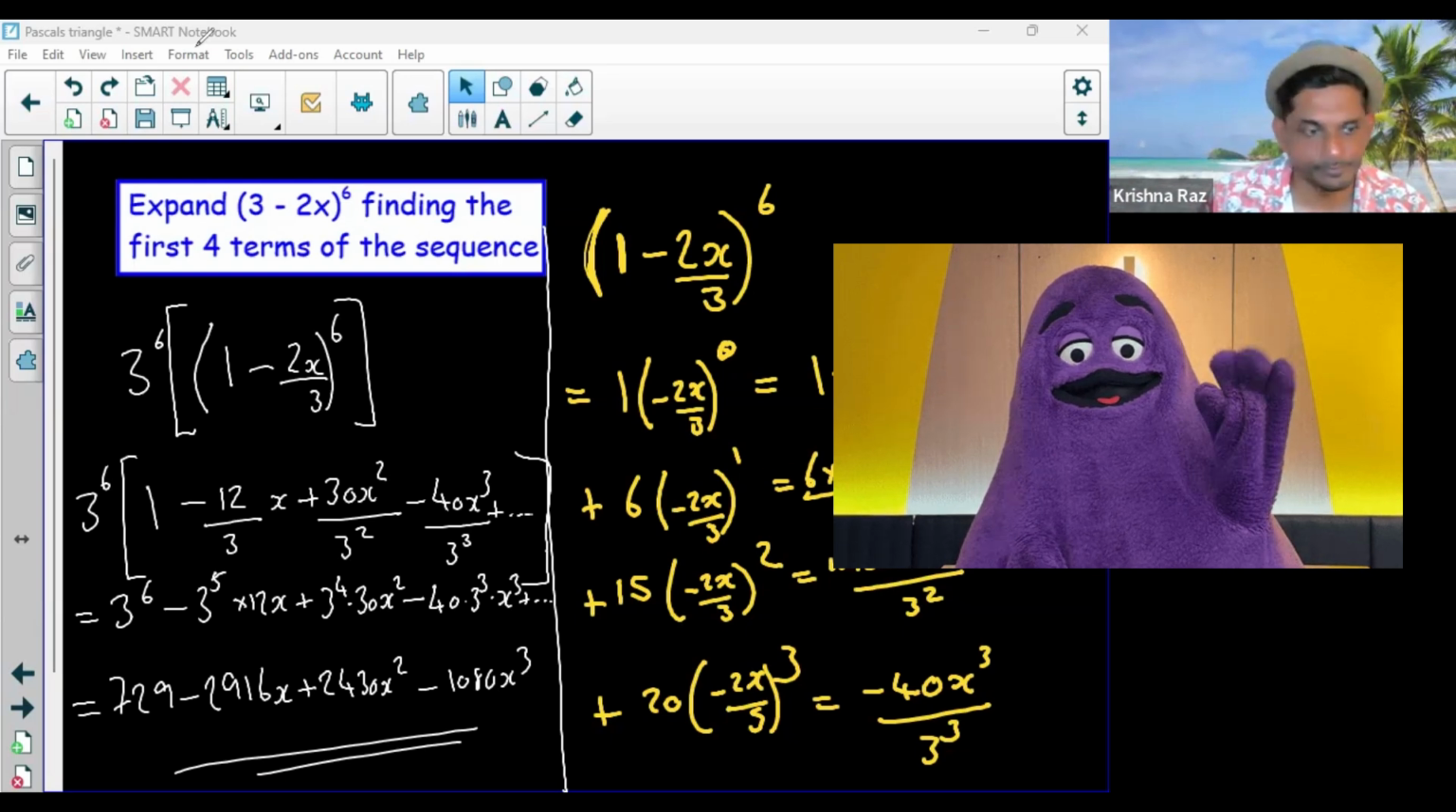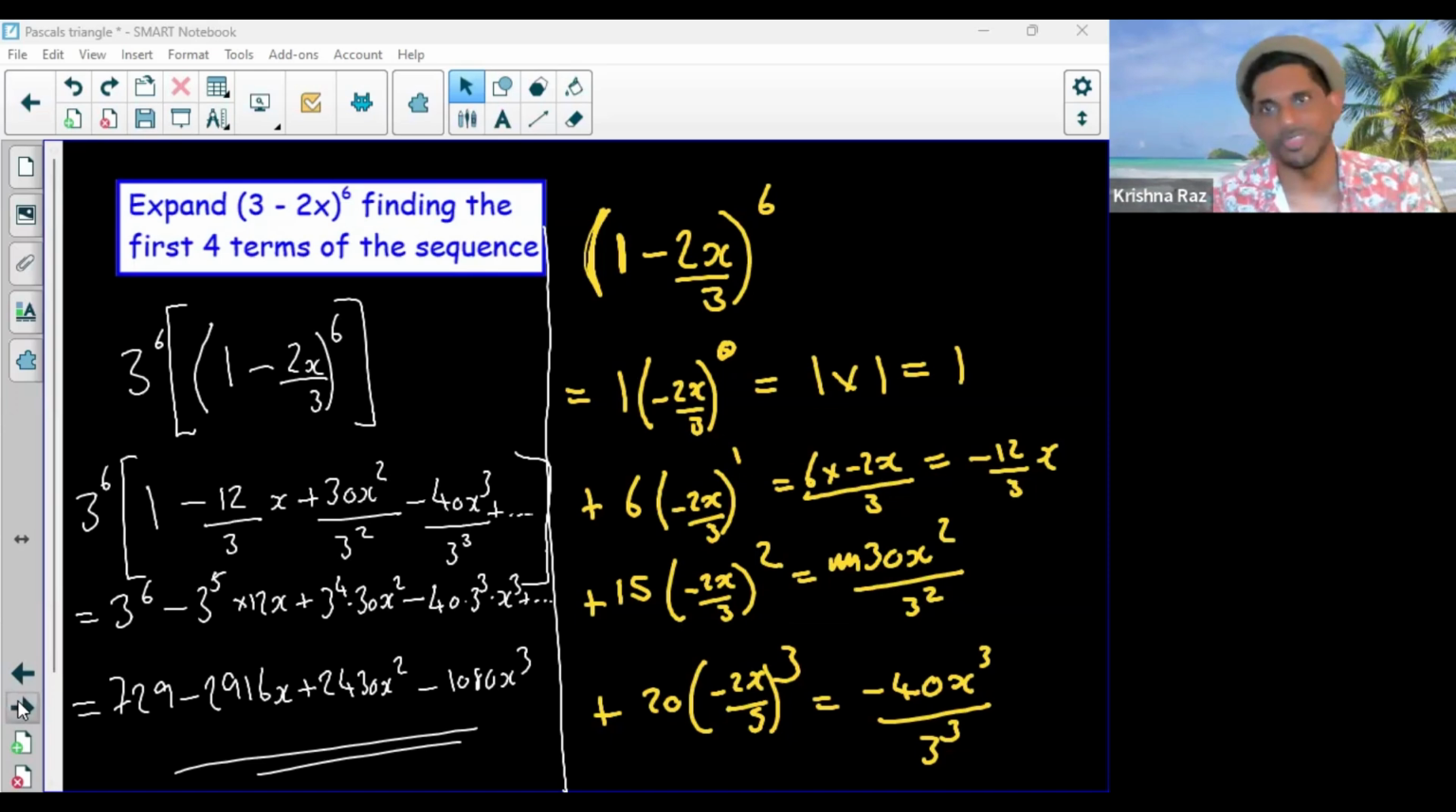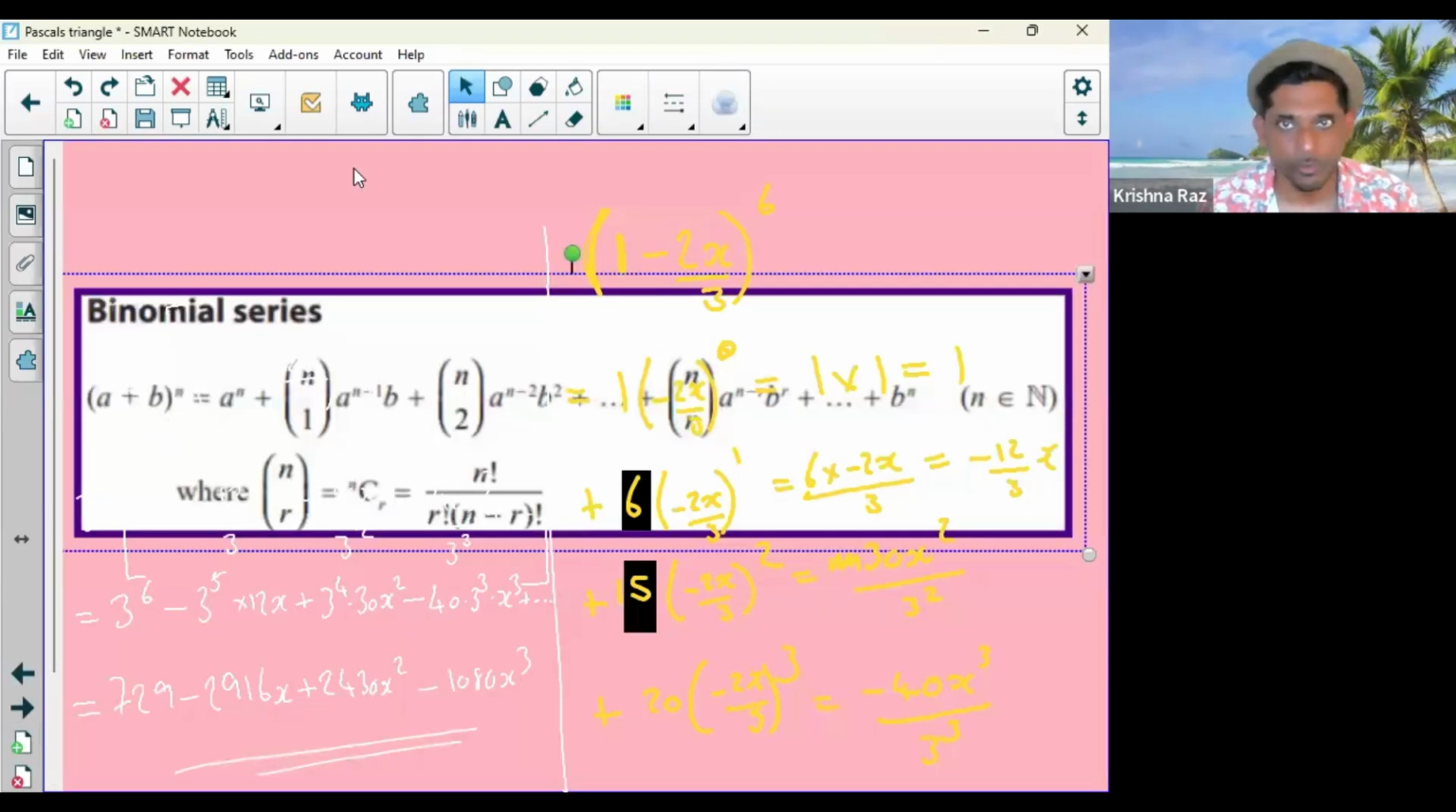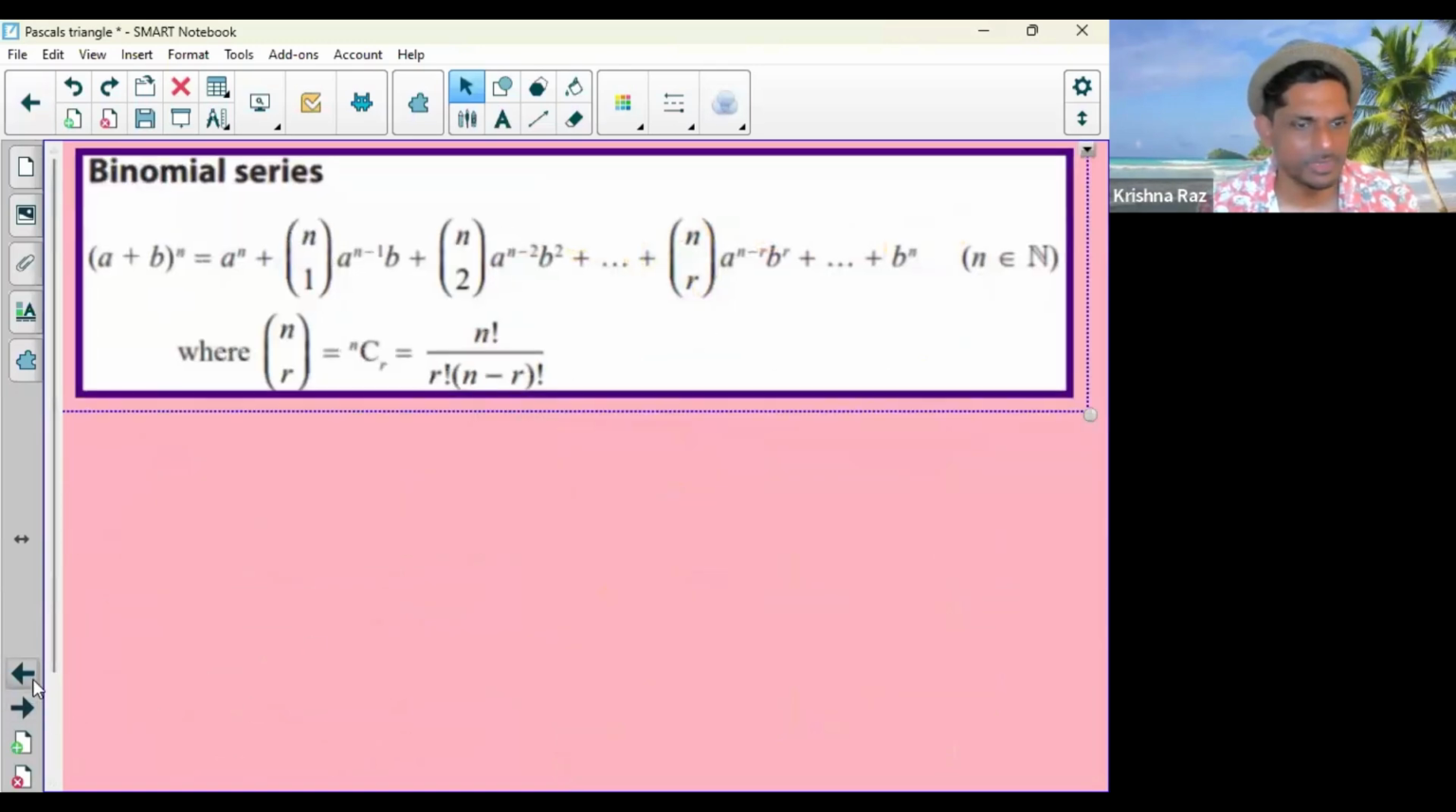So, a lot of you are probably thinking, well, that was an effort. Is there a different way to do this? Or what do we do when the power is bigger than 6? Because I gave up drawing a triangle to the power of 6 here, yeah? Well, we get given something called the binomial series, yeah?